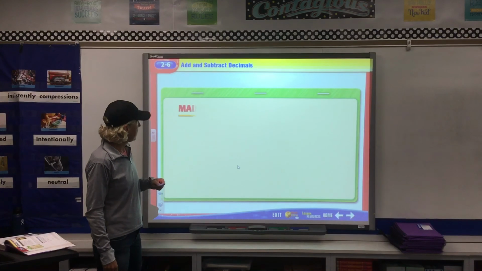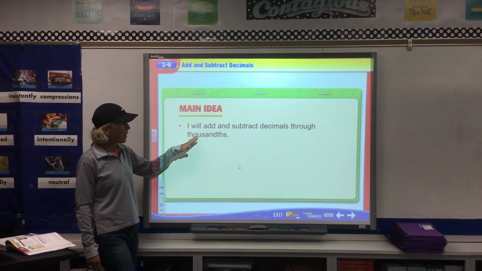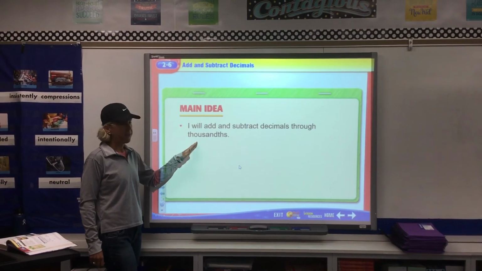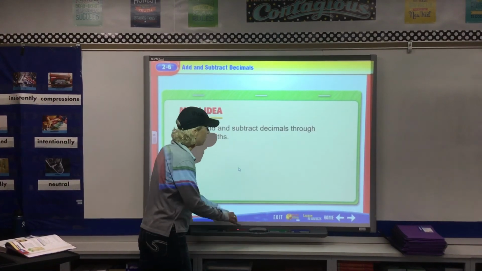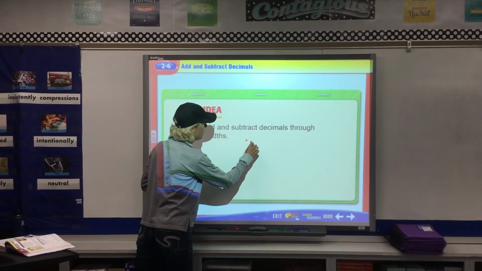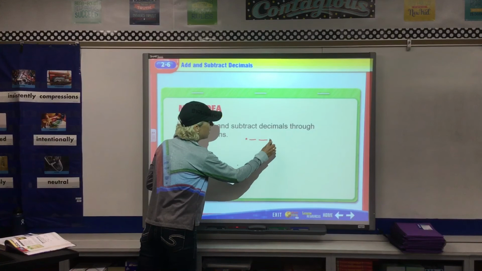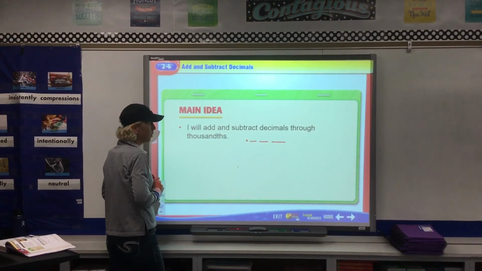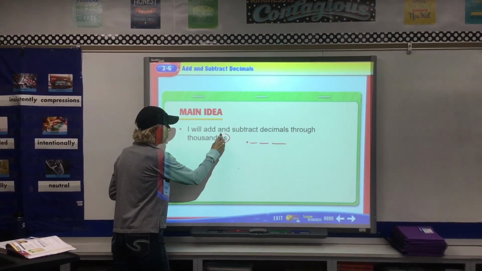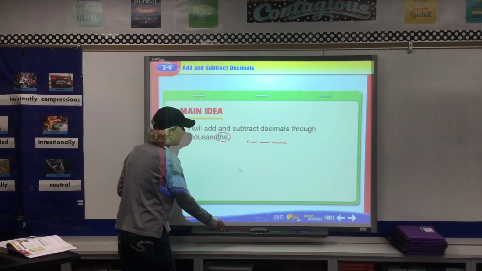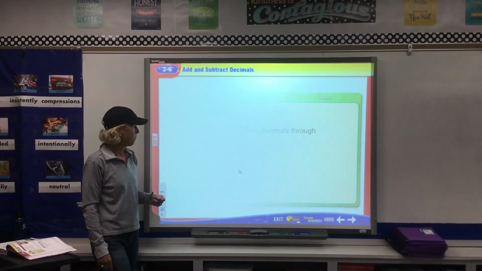So today, as I said, we're going to add and subtract decimals through the thousands. Just to review place value, we know that this is the tenths place, hundredths, and the thousandths. So that gives you a picture of that. We know it's decimals because you have the THS at the end, thousandths.